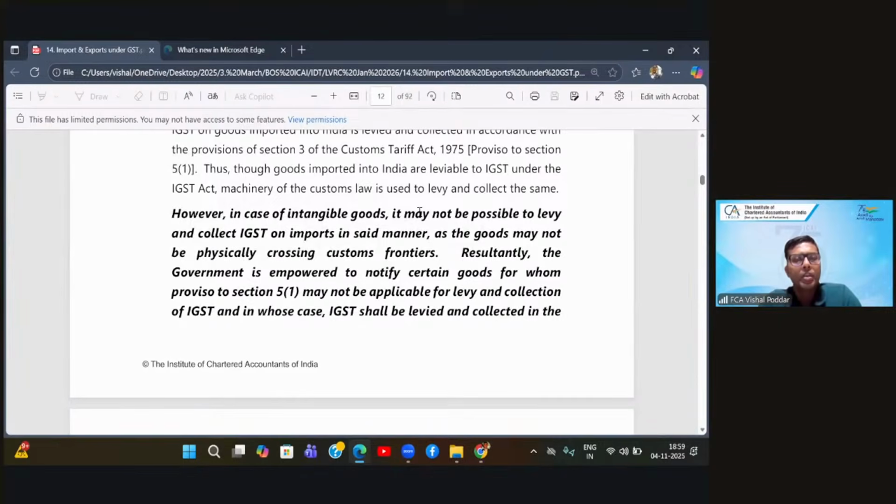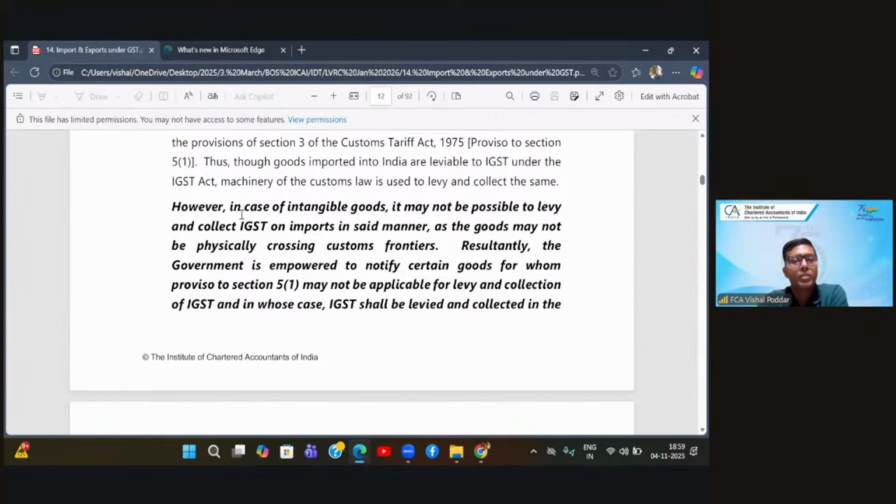Now, in such a case, how will customs come into the picture? Because the proviso to section 1 says that in case of import of goods, levy and collection will all happen through customs. So this particular paragraph is important.